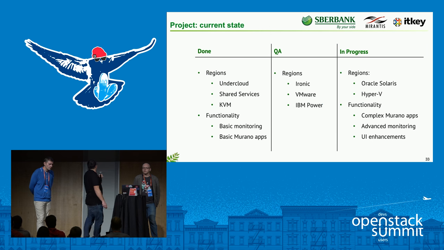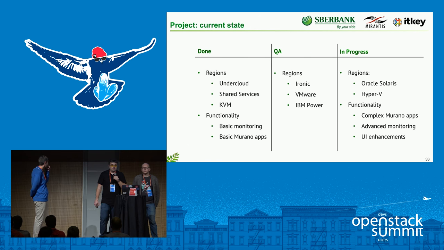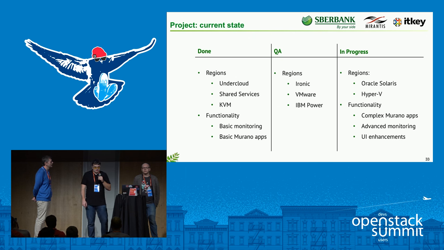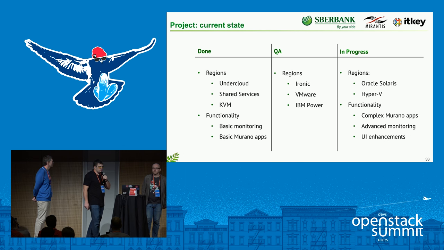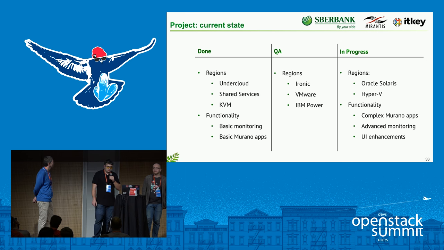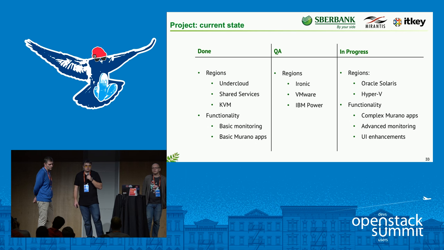On this slide, you can see today's state of all regions and all deployments that we made. We already finished with UnderCloud, shared services, and KVM regions, and successfully tested functionality of basic monitoring and basic Murano applications. We have deployed and tested such regions as Ironic, VMware, and IBM Power. And we're still in progress, with plans to finish by the end of this year, for the regions like Oracle and Hyper-V, providing extended functionality like complex Murano applications, advanced monitoring, and UI enhancements.